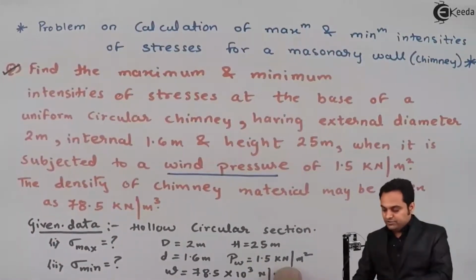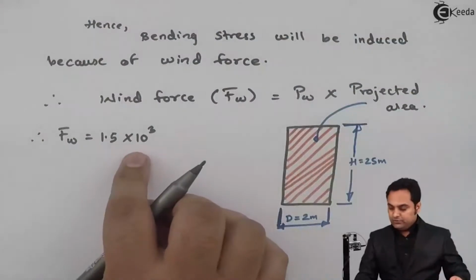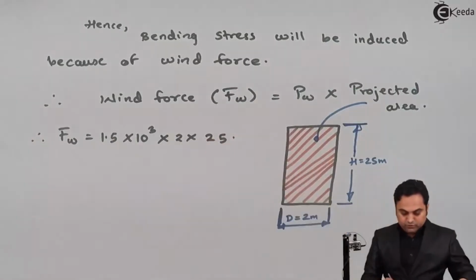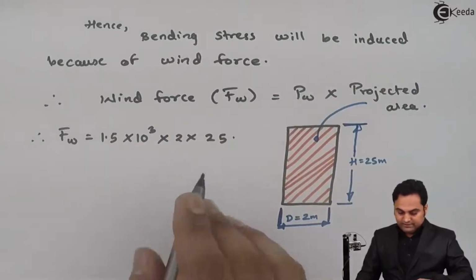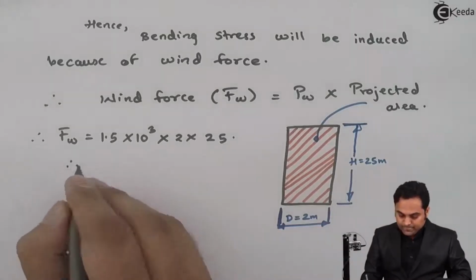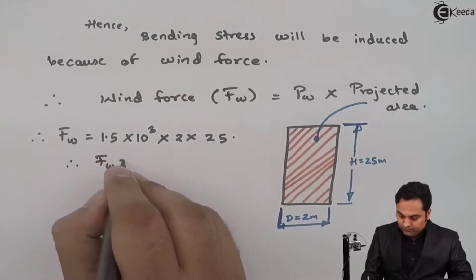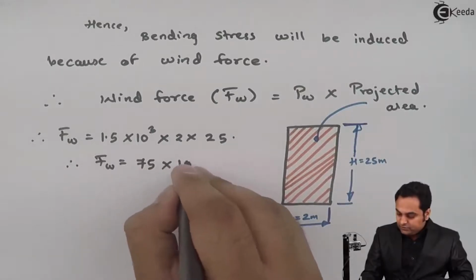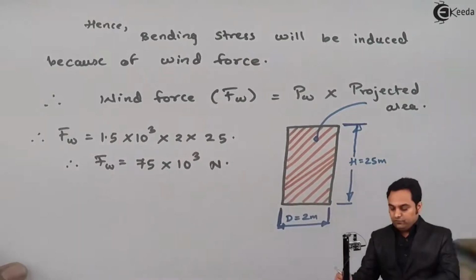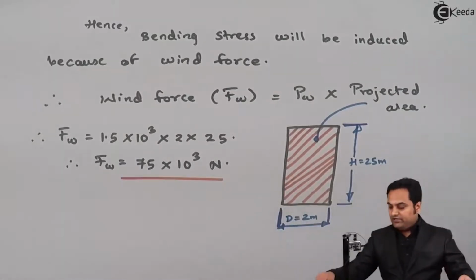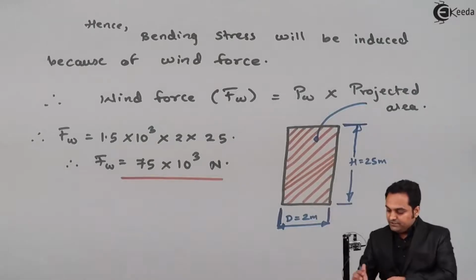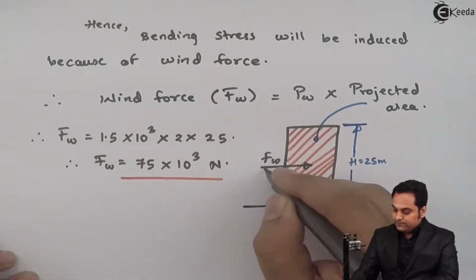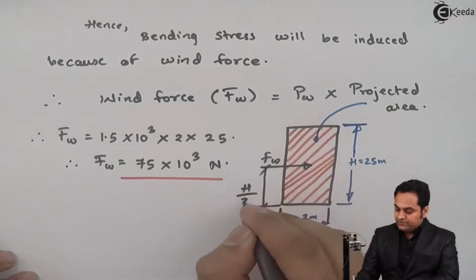Here it was kilonewton per meter square. I have converted it into Newton per meter square, into the projected area, which is 2 into 25. So from this I'll get the value of wind force, and therefore F suffix W comes out to be 75 into 10 raised to 3 Newton. Now this wind force will be acting at exactly half of the height, that is, if the height is capital H, exactly at half of that, at H by 2 distance.